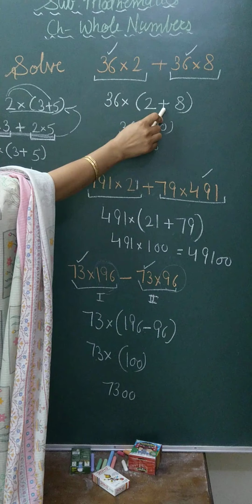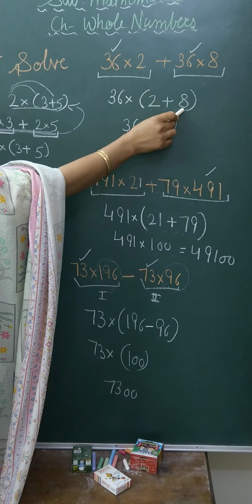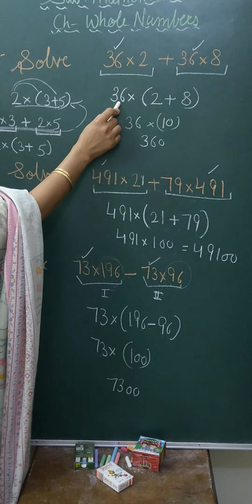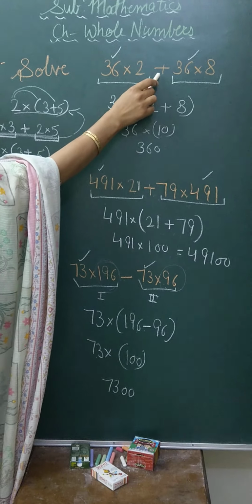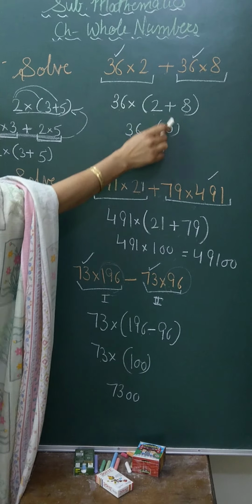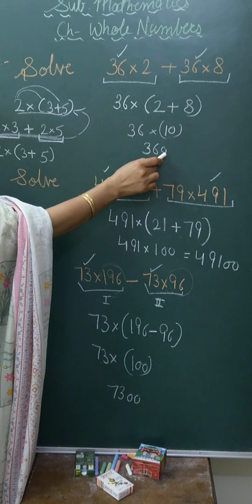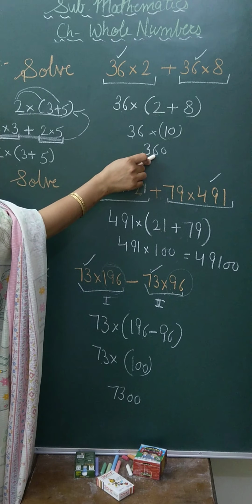So what you have learned is that if the in-between sign is addition, then you will put the addition sign within the bracket along with the two leftover numbers. Take the common number out, write the leftover numbers with the same sign that is there in between. Then you can add and you get your answer after multiplying with the outside number.